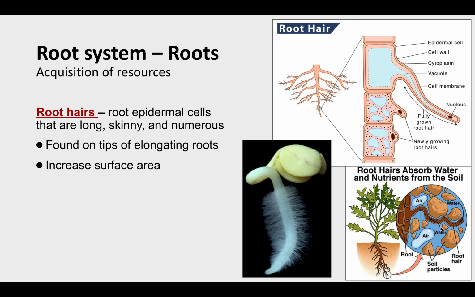With roots, we can also have these specialized root structures called root hairs. Root hairs, and we're looking into a little bit more in depth on some terminology here, are root epidermal cells. We'll talk about epidermal cells, but basically they're the cells that are on the surface of a plant. Root hairs are basically one of those epidermal cells that have these elongated bits. They're long and skinny.